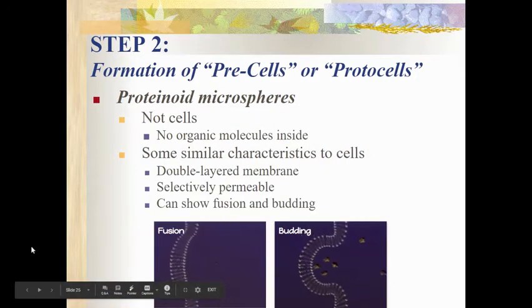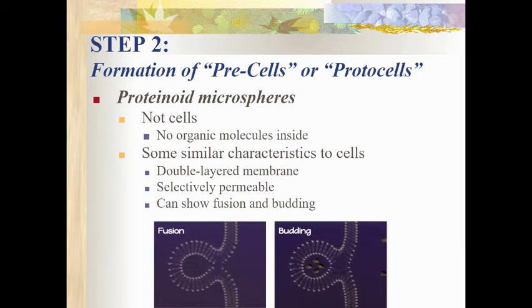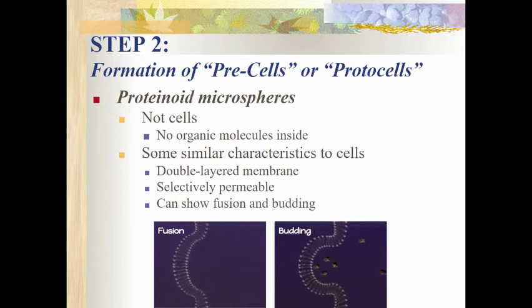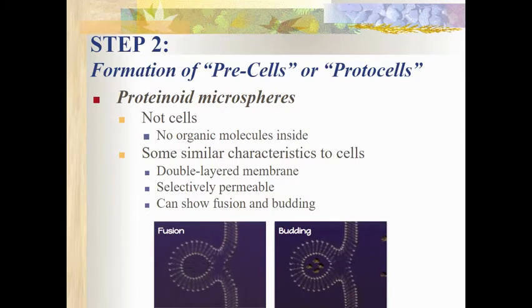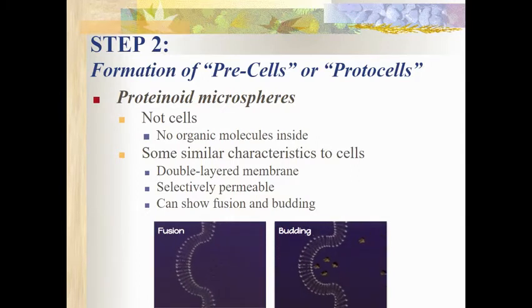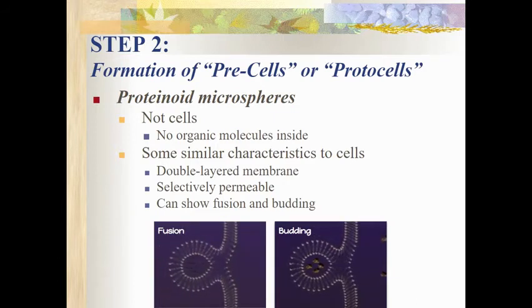Proteinoid microspheres are not cells. They don't have any organic molecules inside of them, but they do have some similar characteristics to cells. They have a double-layered membrane, they are selectively permeable, and they have the ability to show fusion and budding.